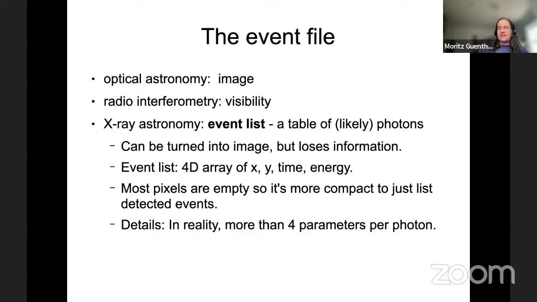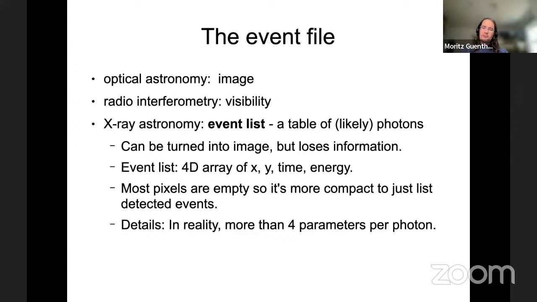An event list is a table. And in principle, you can use Google Sheets or Microsoft Excel to do X-ray astronomy. I say in principle because our event lists are saved in FITS files, and I believe Microsoft Excel can't read FITS files. But if you take some program and convert it from a FITS file to a CSV file or something, then you could do X-ray astronomy in Microsoft Excel or on Google Sheets.